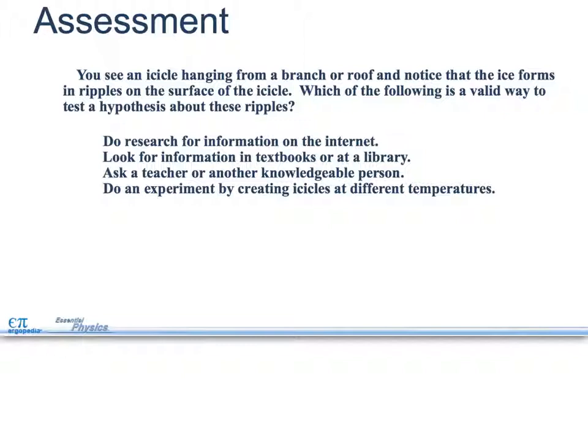You see an icicle hanging from a branch of a roof and notice that the ice forms in ripples on the surface of the icicle. Which of the following is a valid way to test a hypothesis about these ripples? Do research for information on the internet. Look for information in textbooks or at a library. Ask a teacher or another knowledgeable person. Do an experiment by creating icicles at different temperatures. What do you think it is?